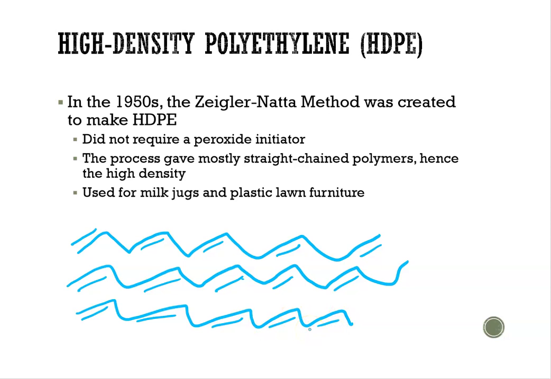And so they are high density, because now you have a whole lot of mass in that same volume as we were looking at before. You can have many, many more chains, and so this is high density. This is a much stronger polyethylene. It's used for things like milk jugs and plastic lawn furniture. So if you have those plastic chairs that you keep outside, those are made out of this high density polyethylene, probably using the Ziegler-Natta method. So fun stuff.